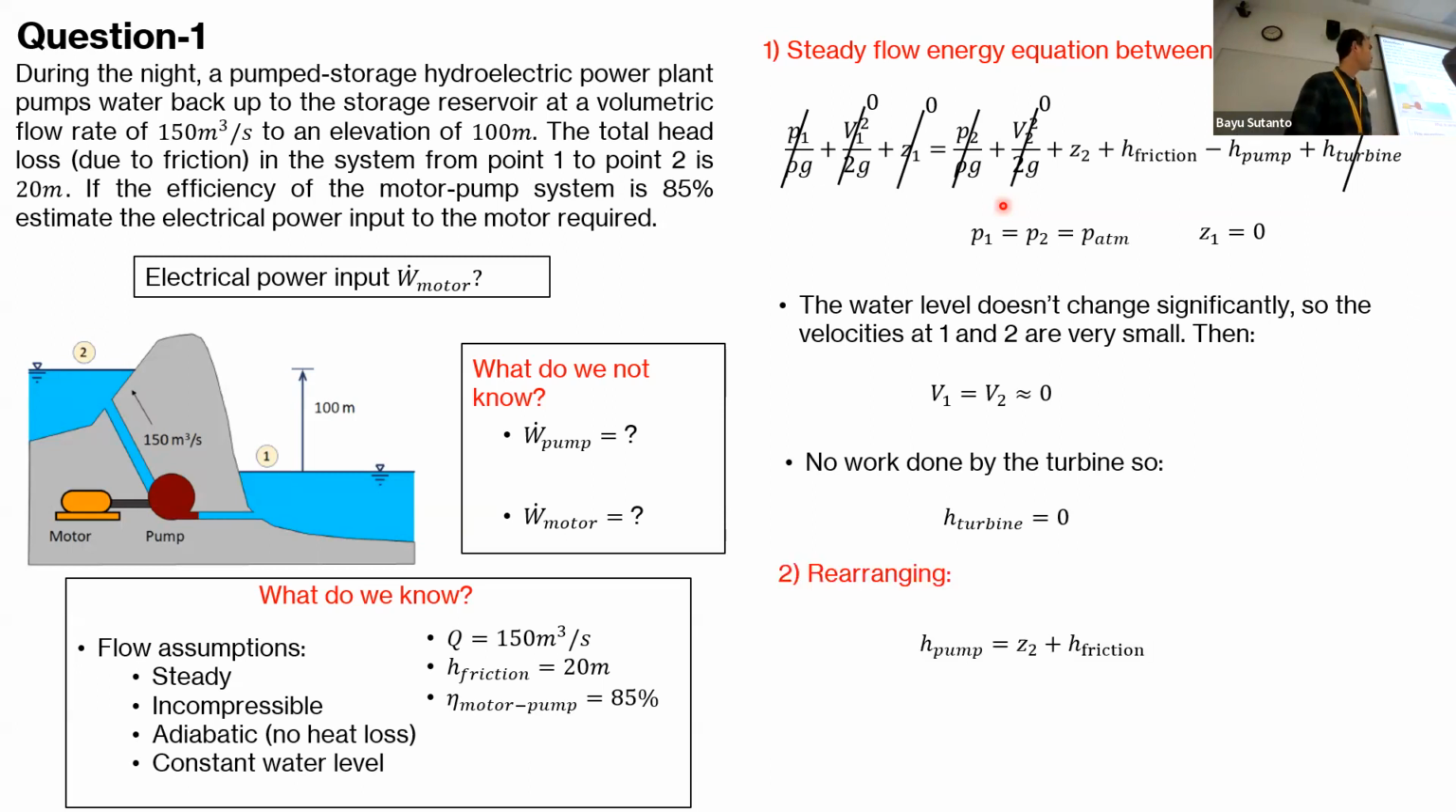So we have a simple equation: the pumping energy will be equal to the elevation plus friction. It makes sense, right? If we have a higher friction, we need higher energy into the pump. If we have a higher elevation, we need more energy in our pump. So at the end, the pumping head is 120 meters, because 100 plus 20: 100 from the elevation and 20 from the friction.